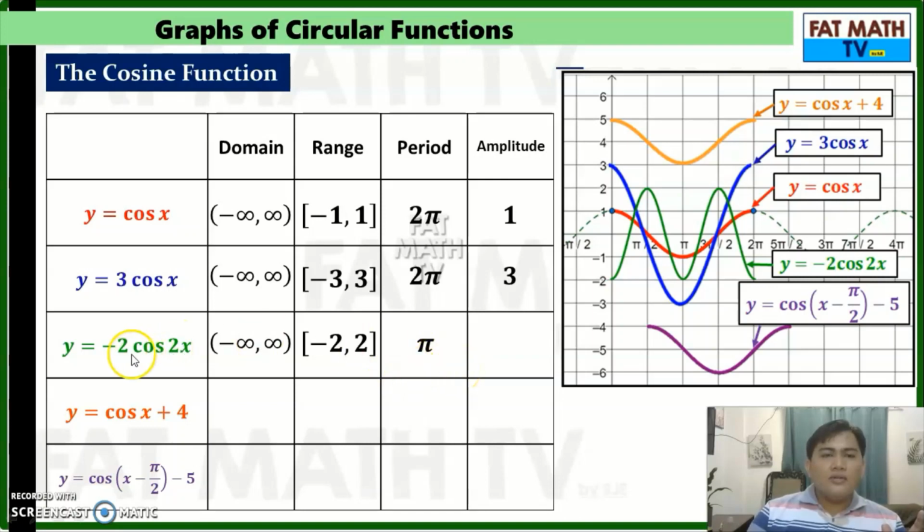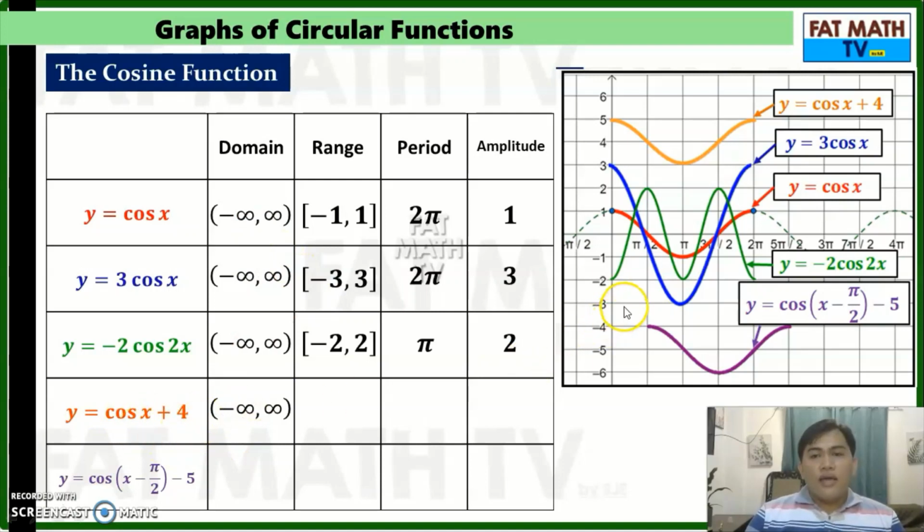Okay, for the amplitude, that's the absolute value of the number here before the cosine. So that is positive 2. That's the height of the graph. And then for cosine x plus 4, all of them actually will have the same domain. For sine and cosine, no restriction for the x, no restriction for the angle. So the set of all real numbers is the domain.